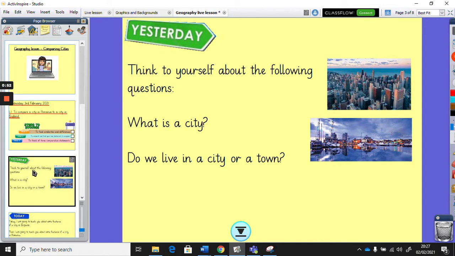So, previously in our geography learning this term, we have been looking at cities and towns and countries and continents. I want you to think to yourself about the following questions. What is a city? And do we live in a city or a town? Pause the video here and have a think, then unpause when you are ready.